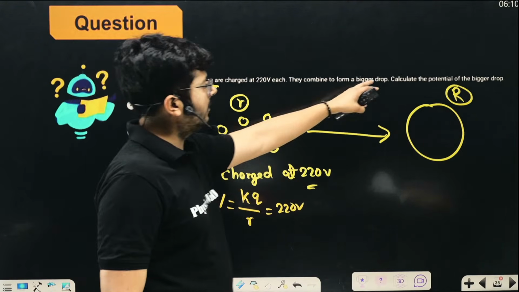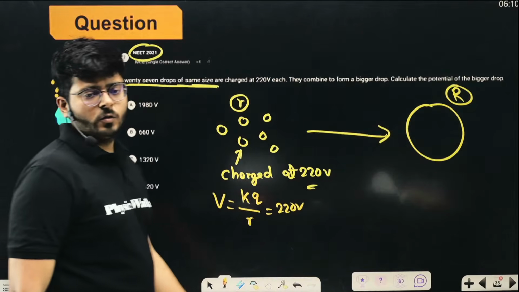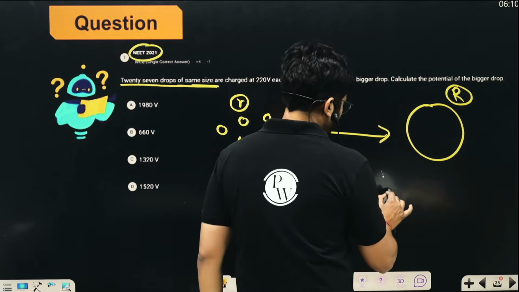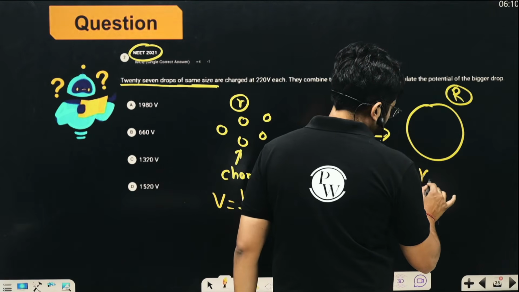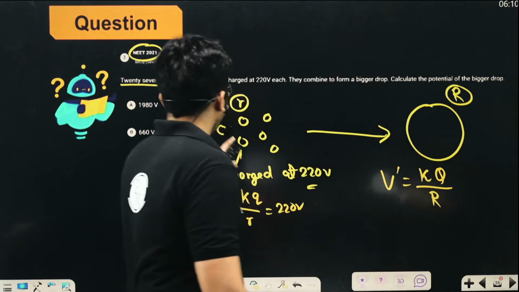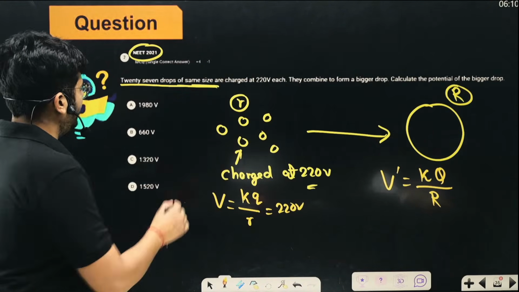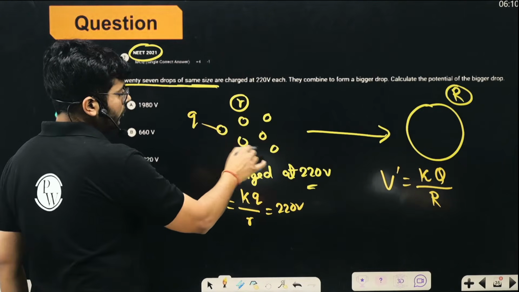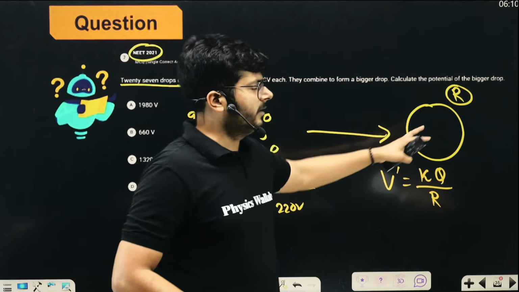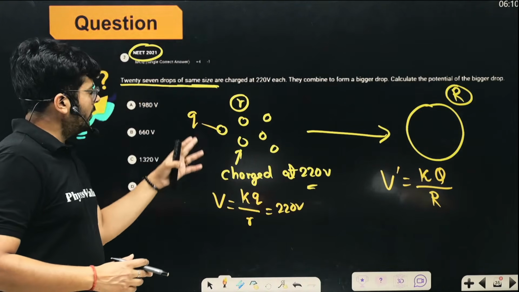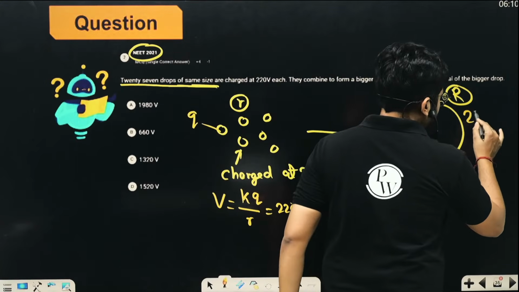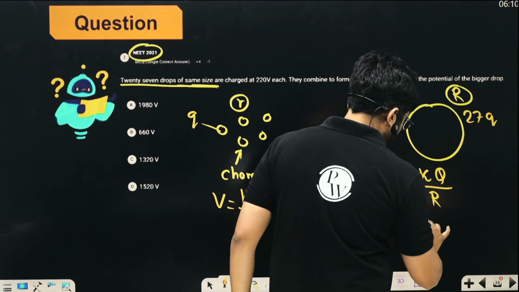We have to talk about the potential of the bigger droplet. What will be the potential of the bigger droplet? V dash is k times net charge upon the bigger radius. My dear kids, each of these small droplets has a charge, let's say q. When you add them all together, the net charge will also add up. Yes or no? Because 27 droplets are added, the net charge will be 27 times small q, right?